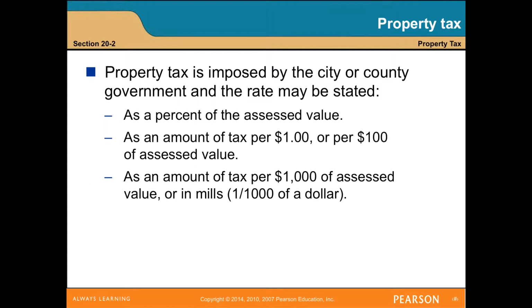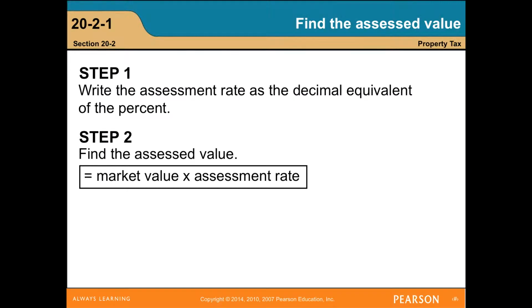The property tax is imposed by the city or county government, and the rate may be stated as a percent of the assessed value, as an amount of tax per $1 or per 100 of assessed value, or as an amount of tax per 1,000 of assessed value, or in mils, which is a thousandth of a dollar.